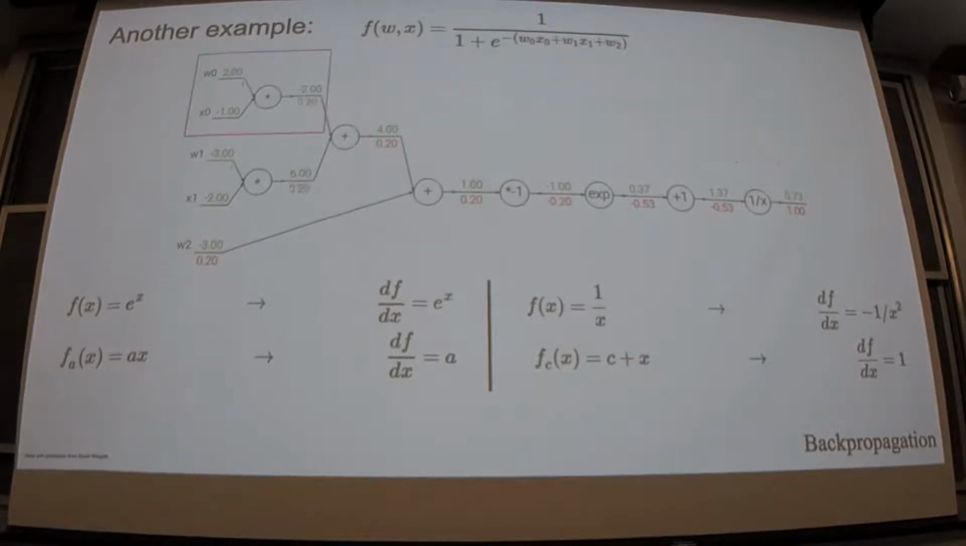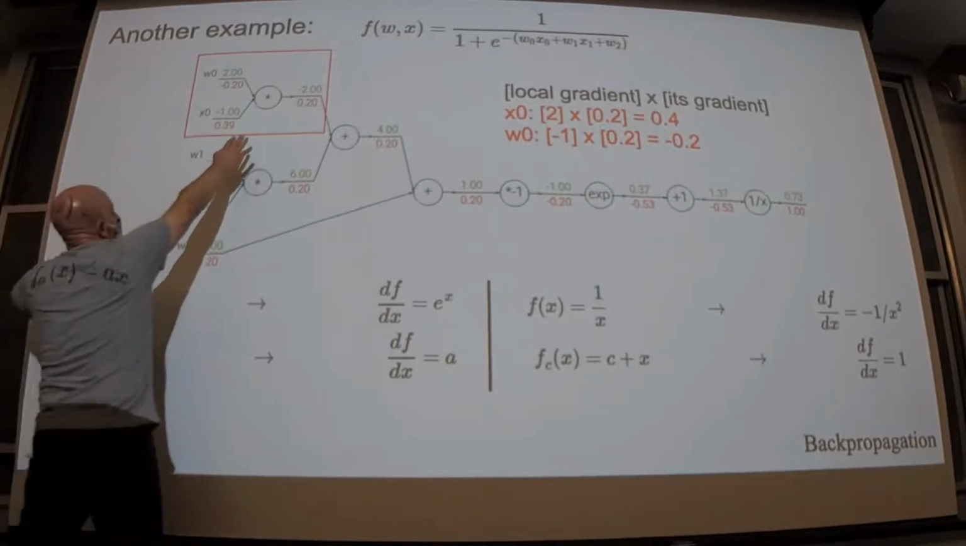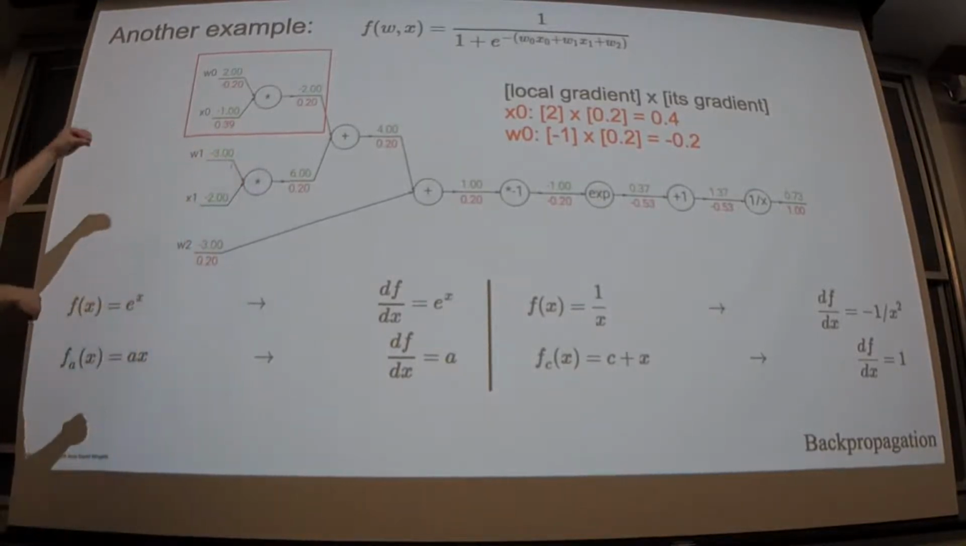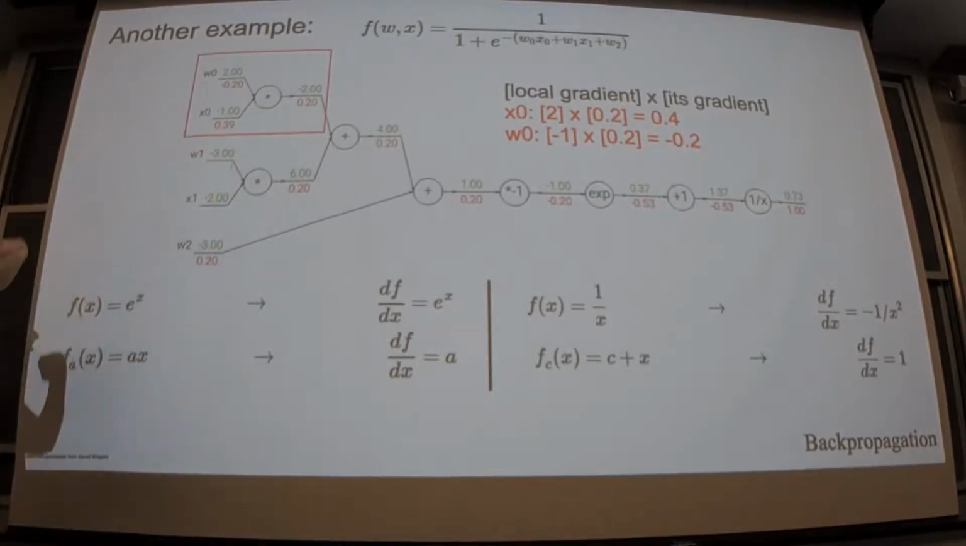We have another sum, so we keep propagating back that 0.2. And then I have multiplication here. When I do the part that says W0 times X0, when I take the partial with respect to X0, I get W0. When I take the partial with respect to W0, I get X0, because they're multiplied together. So the partial of this operation with respect to W0 is X0. X0 is minus 1. Minus 1 times 0.2 is minus 0.2.